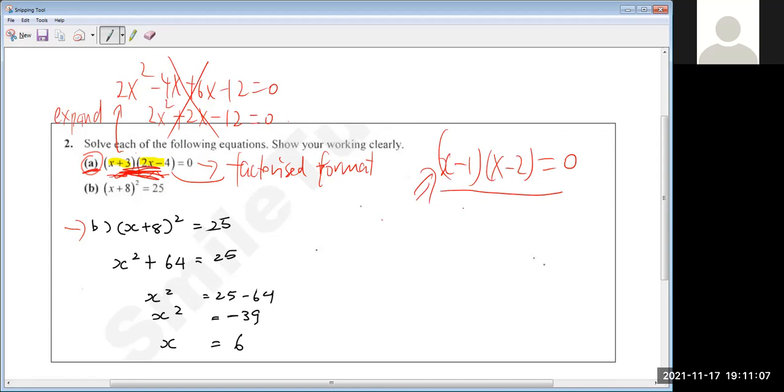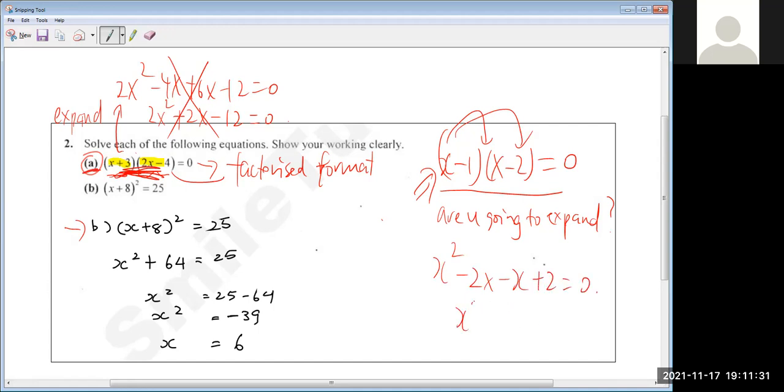Are you going to expand it? Okay, so are you okay? So in fact, I just explained to you, you are not supposed to expand this. If you expand this, okay, that means just now what you say is you try to expand it, right? In fact, if you expand it, you can't solve it. Okay, you can't solve it if you expand it.